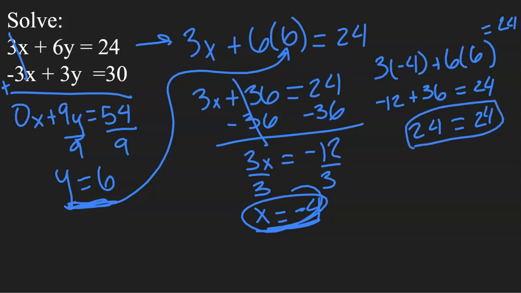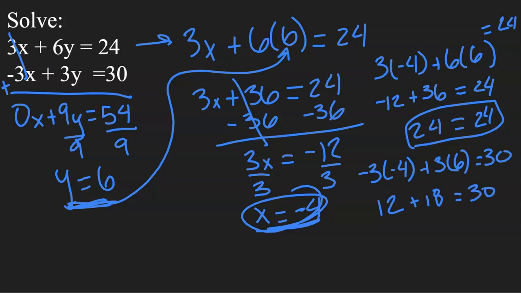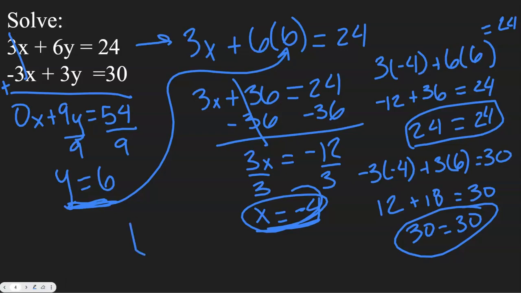So that right there proves that part of it's right, at least for the top equation. Now for the bottom equation, we're going to do negative 3 times negative 4, and 3 times 6 equals 30. Alright, so negative 4 times negative 3 is positive 12, and 3 times 6 is 18. And as you can already see, 30 equals 30. Therefore, the system of equations has a solution at the coordinates negative 4, 6.